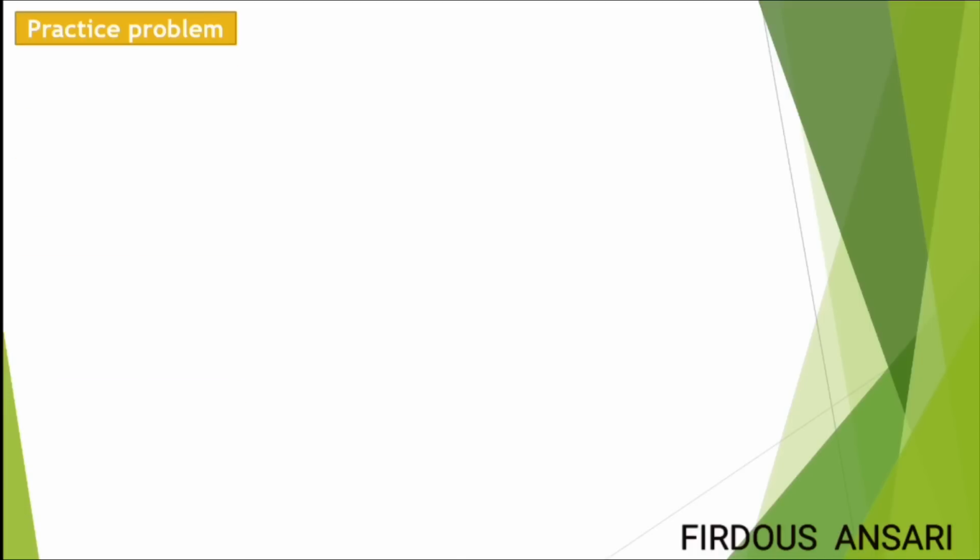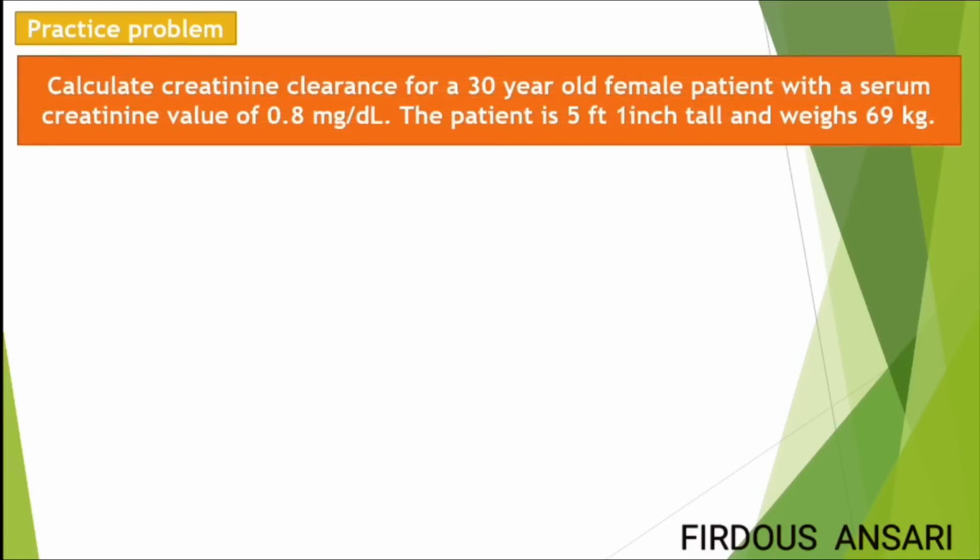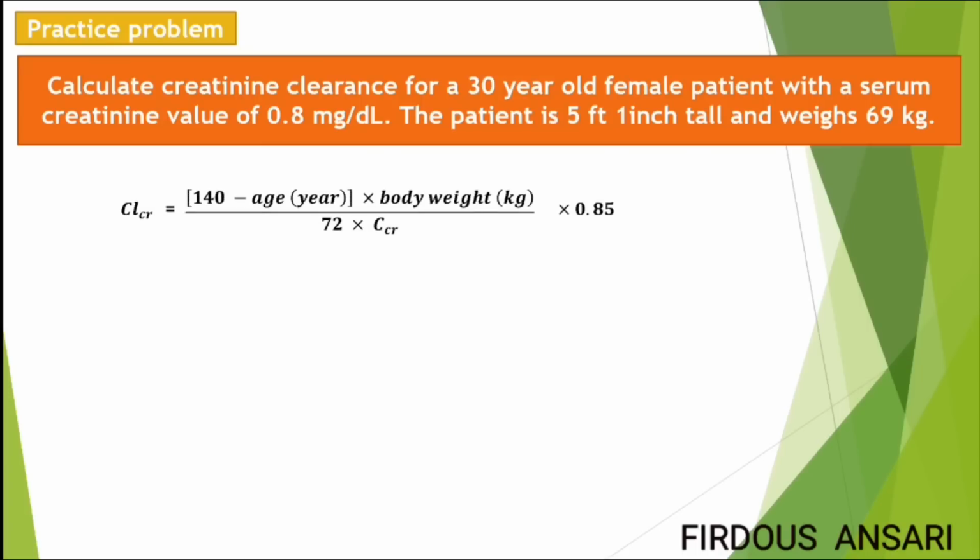Next we have another problem. Calculate creatinine clearance for a 30-year-old female patient with a serum creatinine of 0.8 mg per deciliter. The patient is 5 feet 1 inch tall and weighs 69 kgs. Now what all things are given? Yes, we have age, serum creatinine, weight also, plus the gender. The patient is female. So in the Cockcroft and Gault equation, you should multiply it with the factor for female, that is 0.85, and keep in all the values.